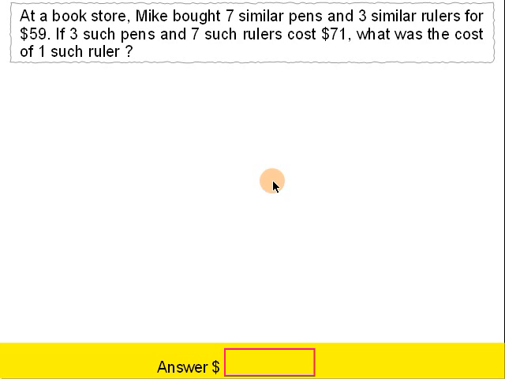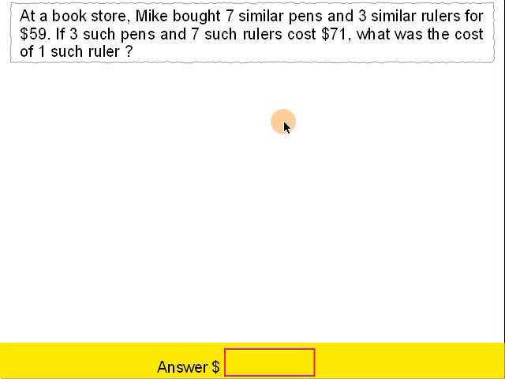Well, this question says at the bookstore, Mike bought 7 similar pens and 3 similar rulers for $59. And if 3 such pens, 7 such rulers cost $71, what was the cost of 1 such ruler? Well, firstly, we must determine whether the pen costs more or less than the ruler.